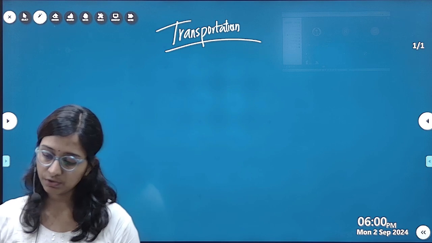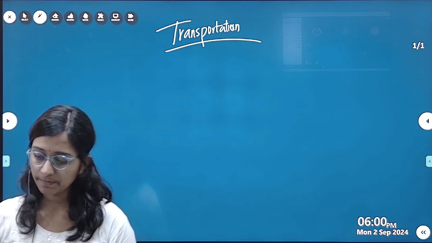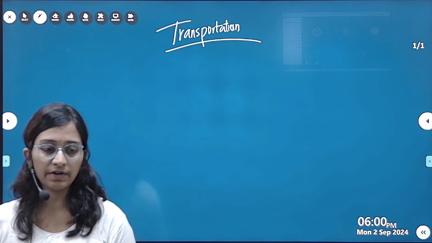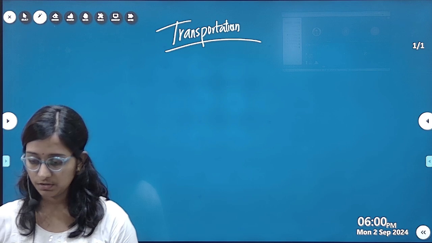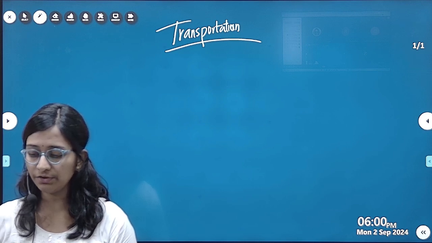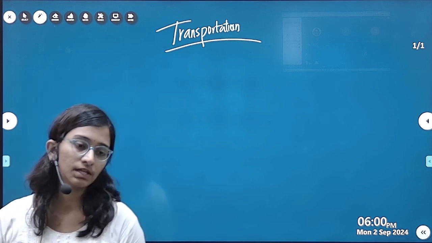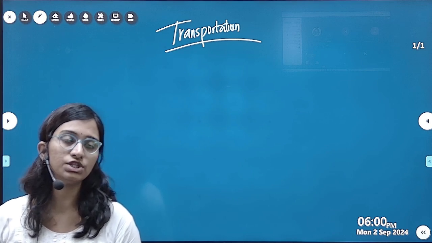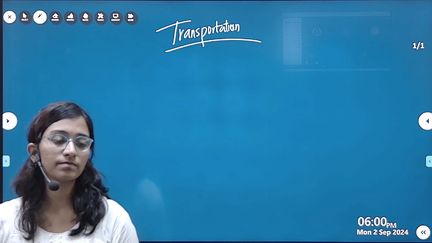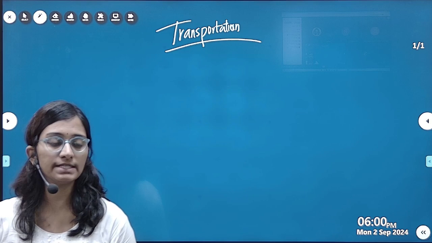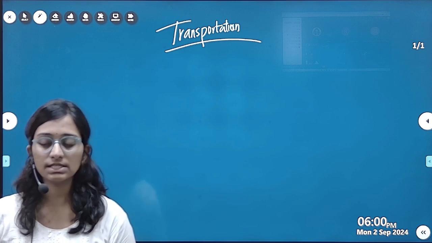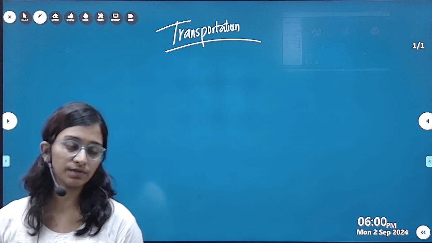So there are two types of solutions for any transportation problem. Write down: the first one is the initial solution, and the second one is the optimal solution.